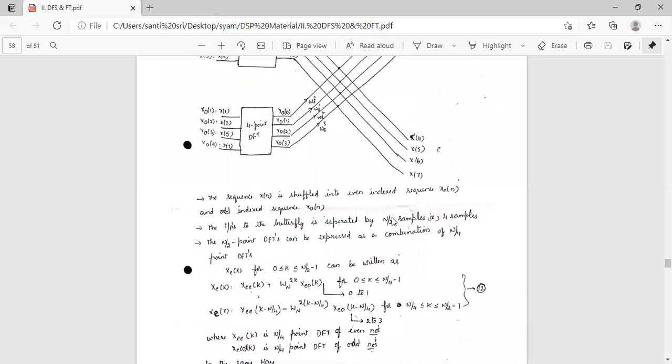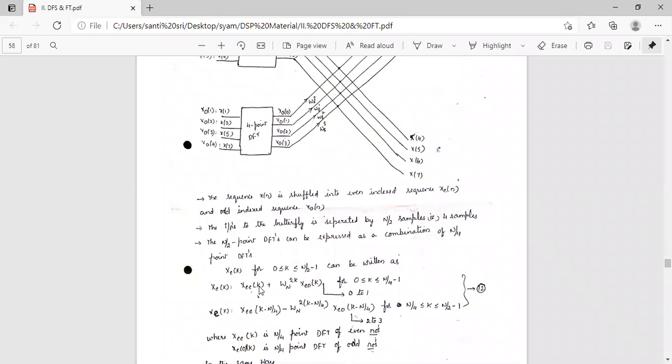So the sequence x of n is shuffled into even indexed sequence xe of n and odd indexed sequence xo of n. The inputs to the butterfly are separated by n by 2 samples, that is 4 samples. So the n by 2 point DFTs can be expressed as a combination of n by 4 point DFTs. Xe of k for 0 less than or equal to k less than or equal to n by 2 minus 1 can be written as follows.